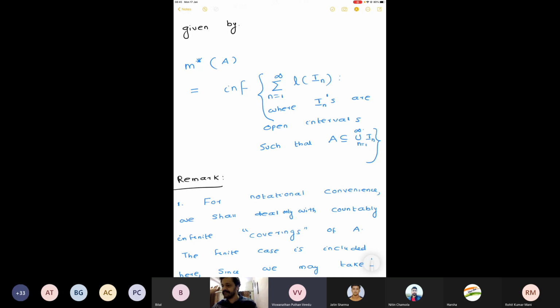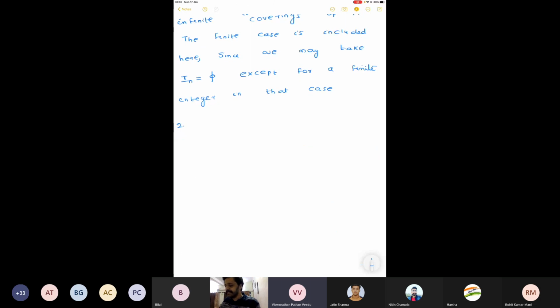Okay. So this definition actually involves a series, the summation n equal to 1 to infinity of L of I_n. But unlike the usual series in real analysis, where we talk about convergence only when the limit is finite, here we can include the infinity case as well. So let me make it more precise as follows.